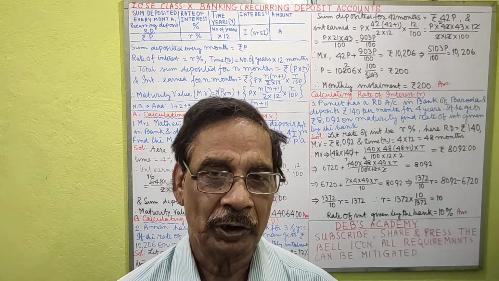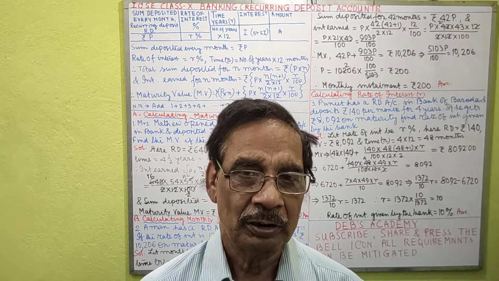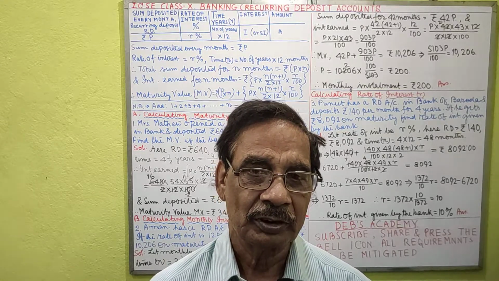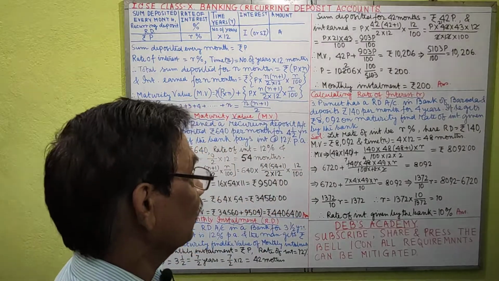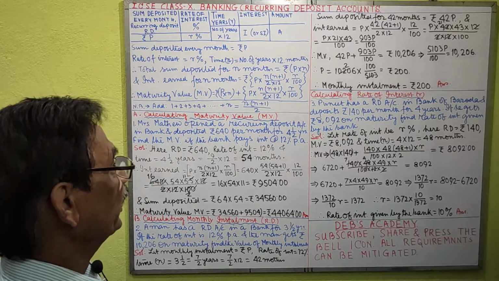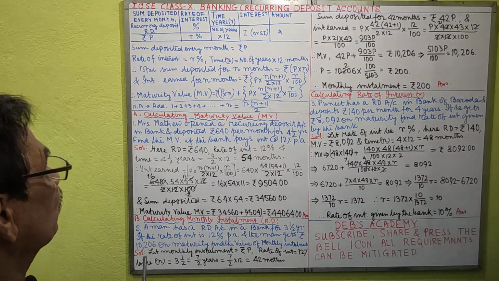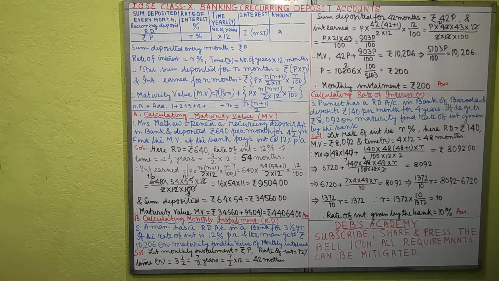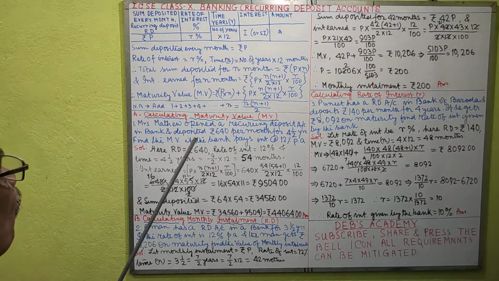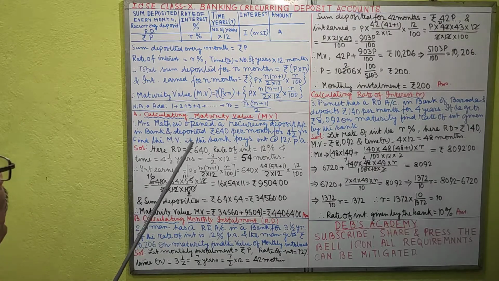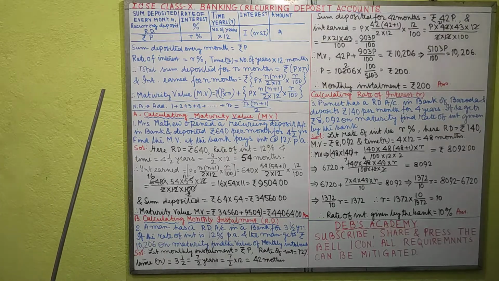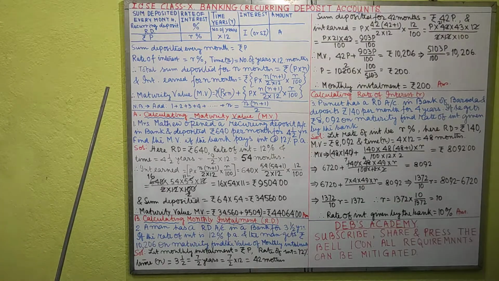Today we are going to the next chapter. This is from ICAC Banking. Actually this is recurring deposits account. In recurring deposit accounts we have to find out from the problem the sum which is monthly deposited is termed as recurring deposit.